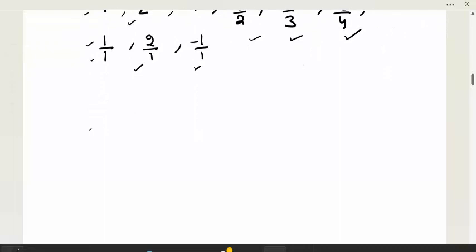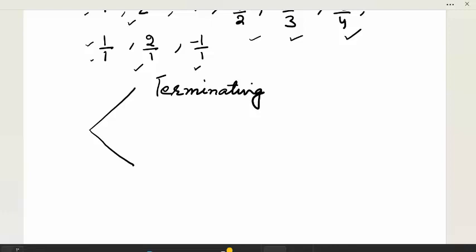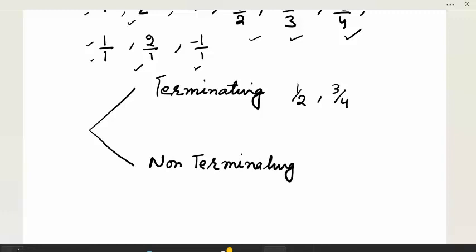These rational numbers are of two types. One is terminating, and the other is non-terminating. So, what are terminating rational numbers? Numbers of the type half, 3 by 4. I'll just explain why they are terminating. And non-terminating types. What are non-terminating types? Non-terminating are of the type 1 by 6, etc.